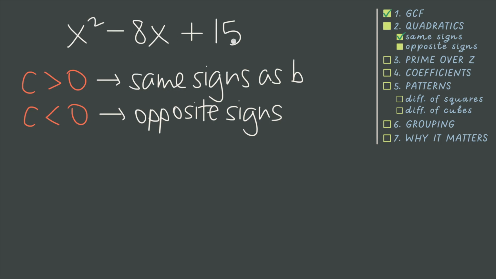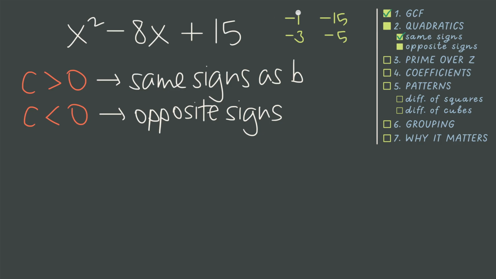So in this particular case, c is a positive 15, so c is greater than 0, which means our factors must have the same sign as negative 8. Negative 8, of course, is negative. That means our factors have to be negative values. So when we list the factors of 15, we only need to list negative factors.